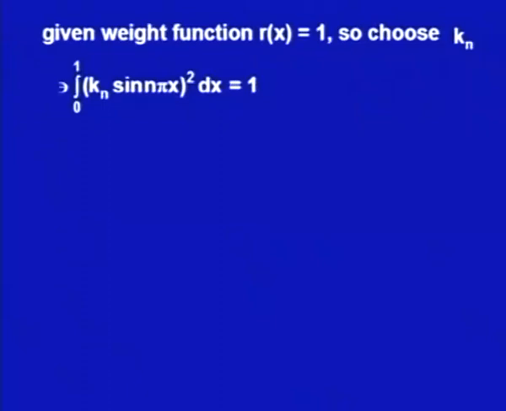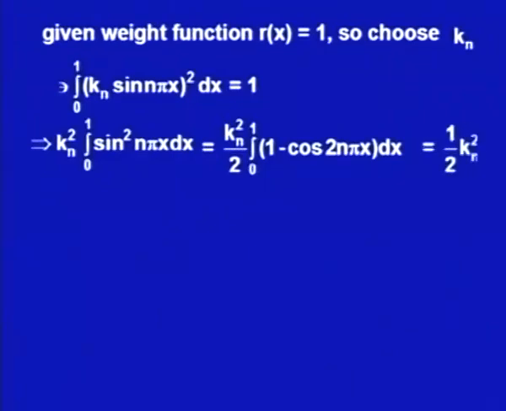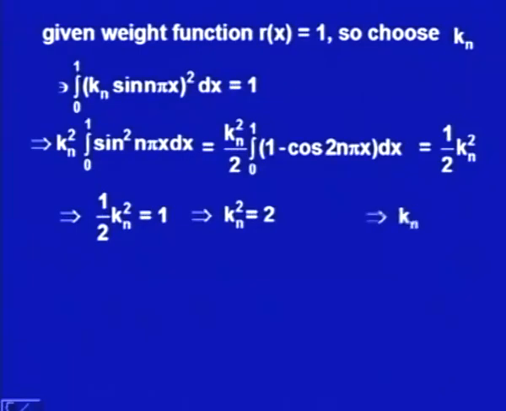Now, integrate this left hand side, that is, find out this integral. This integral would be k n square times the integral from 0 to 1 of sin square n pi x dx, which we could write using sin square n pi x as (1 minus cos 2 n pi x)/2. Now, integrating with respect to x on the range 0 to 1, we get half k n square. This integral you can do by yourself. Thus, we get that half k n square should be 1, or k n square should be 2, or k n should be square root 2. This value of square root 2 will give us the normal function.